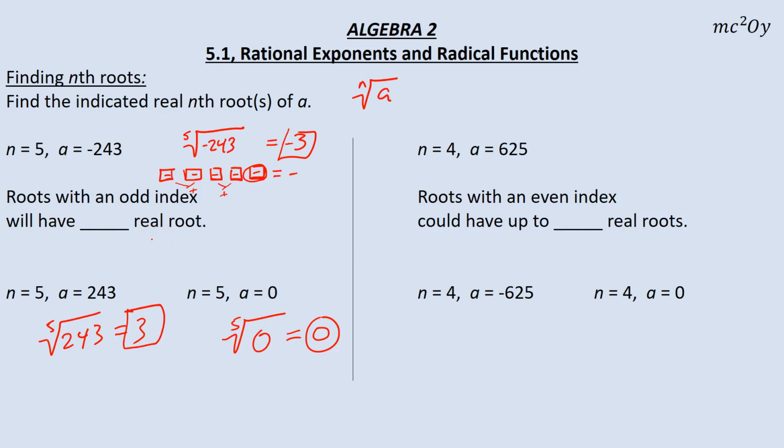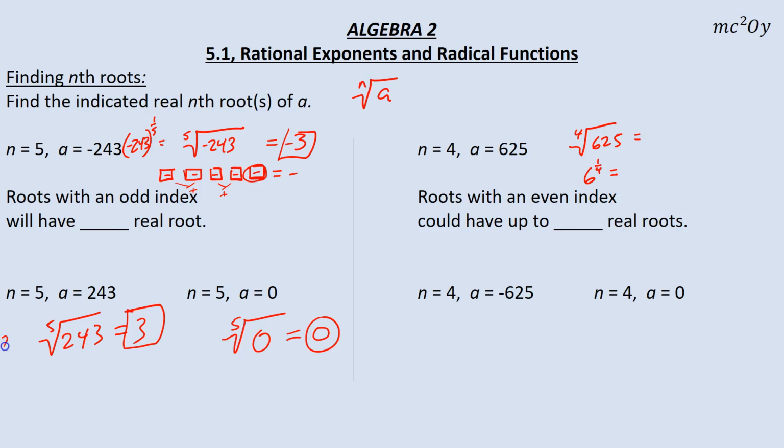Let's say I have the fourth root. So I'm going to do the fourth root of 625. Okay? Well, note that I could have also written that as 625 to the 1/4 power. In fact, I could have done that on all these. I could have written this as negative 243 in parentheses to the 1/5 power.